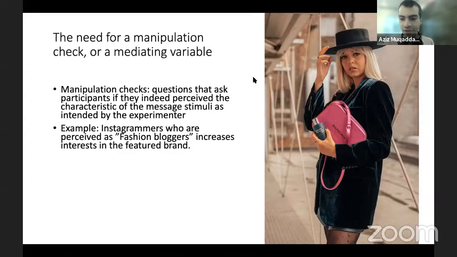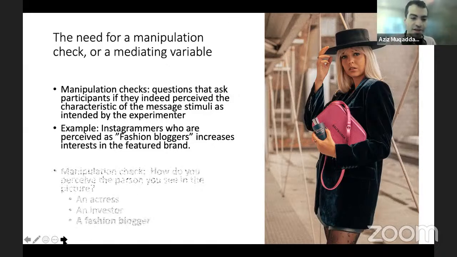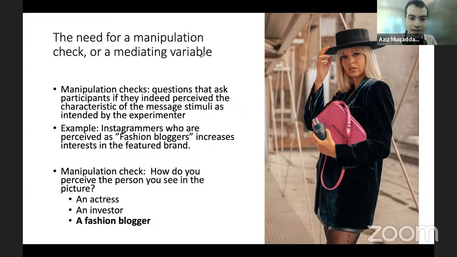One example, from my own research, is that Instagrammers who are perceived as fashion bloggers increase interest in the featured brand. So if you think this is a fashion blogger, you would trust the products they endorse. And so a manipulation check will be simply saying, okay, how do you perceive the person you see in the picture? And if people say a fashion blogger, then at least at this step, my manipulation worked. And then I could test if that affects the brand attitude or not. So you get the point: establish that the two conditions are perceived as intended, then test the hypothesis, right?